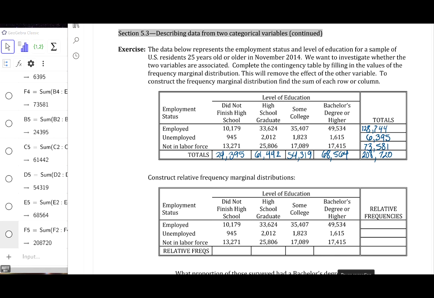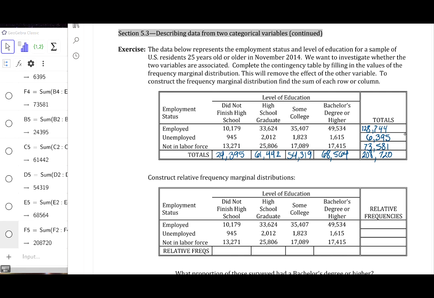The next thing we're going to do in our analysis is construct relative frequency marginal distributions. Here, what we want to know is, out of the total 208,720 in our sample, what percentage of them did not finish high school? What percentage of them have some college? What percentage of them are employed? And so on. All we need to do is take our frequency marginal distribution values and divide each of those row and column totals by the total in the entire table.